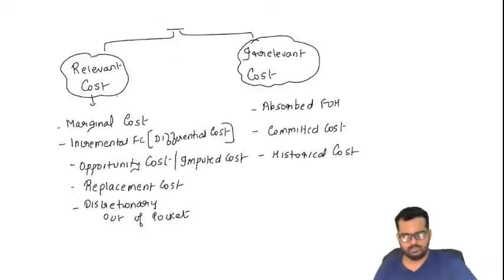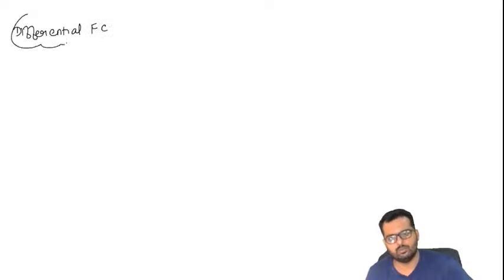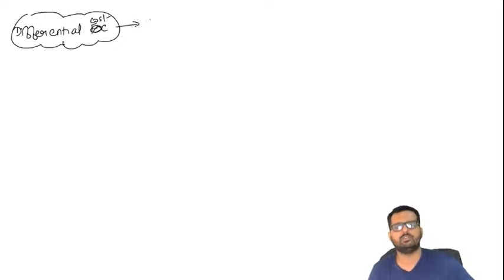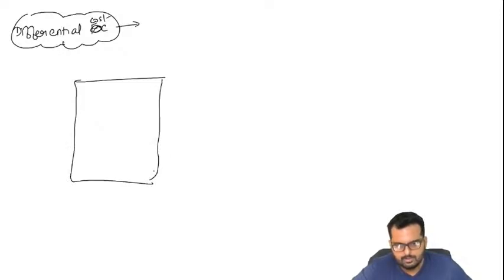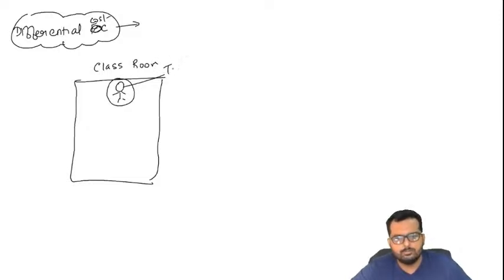Alright friends, everybody is clear with this? I'll now write down the next one called differential fixed cost. One of the differential costs is incremental fixed cost. I'll give you an example now. Assume this is a classroom. Assume this is me, Tarun. Assume these are students.